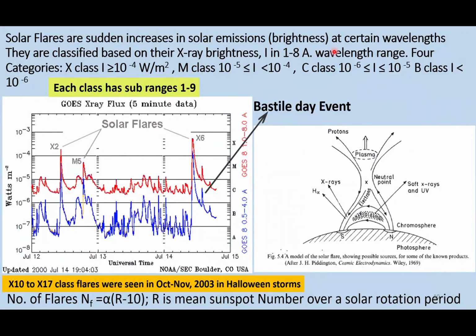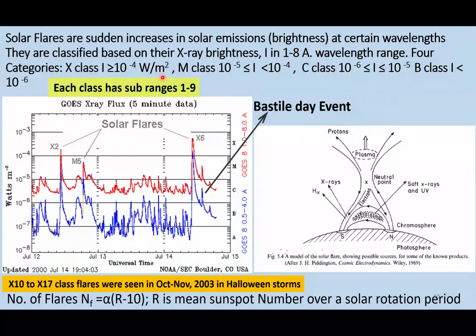They are classified based on their X-ray brightness or intensity in the X-ray emission in, say, typically 1 to 8 angstrom or 0.1 to 0.8 nanometer wavelength range. And so, based on the value of the intensity I, the flares are classified into 4 categories. The X-class flares, where the intensity is more than 10 to the power minus 4 watts per meter square.